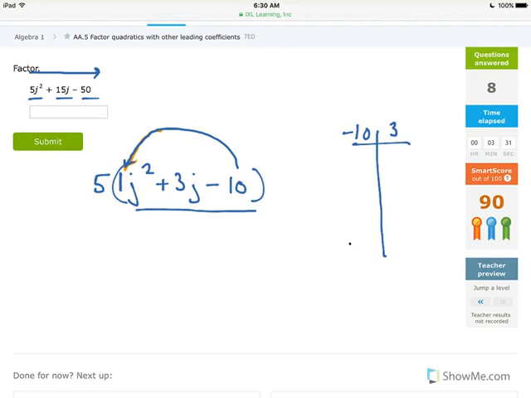So we can do 1 and 10, and 2 and 5. We want positive 3 when we add. So the 2 and the 5 is going to make a 3 somehow. If we give a negative to the smaller number, then you will get positive 3 when you add them.